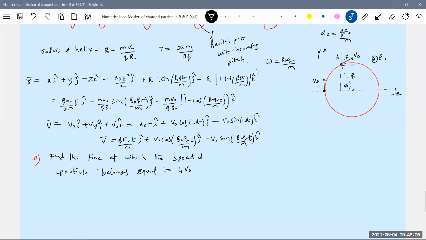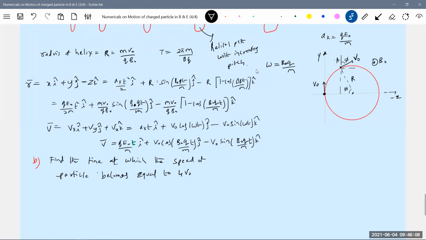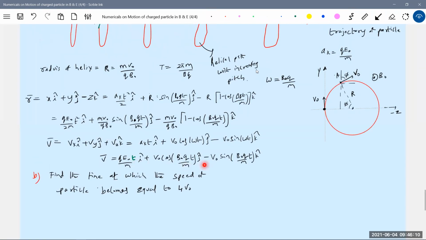I'll take help of this equation only. He's asking the time. Sir, what to do here? What will happen to speed of particle in the YZ plane? At any instant it will remain v naught only. X component of velocity will be continuously increasing. Oh, everyone, you know so much of kinematics. V naught is the speed of particle in YZ plane. It will remain same. X component of velocity will continuously increase.